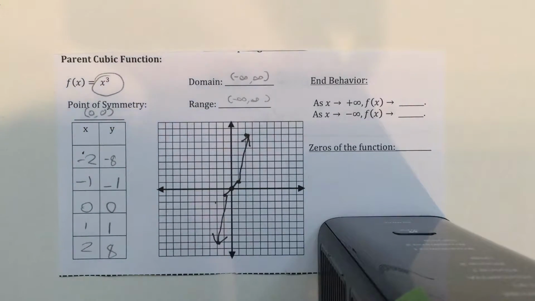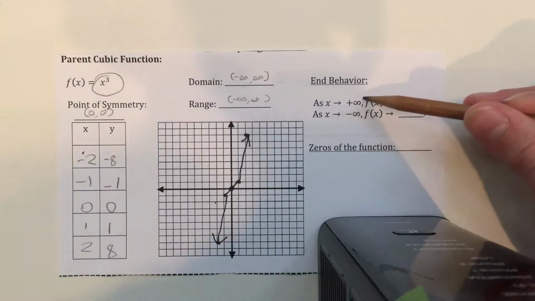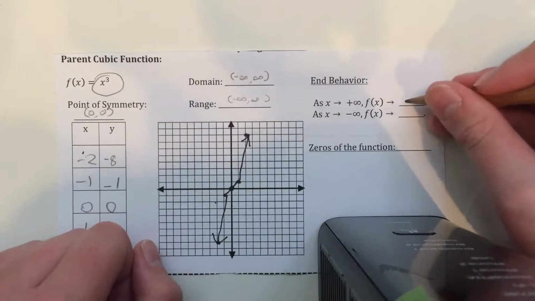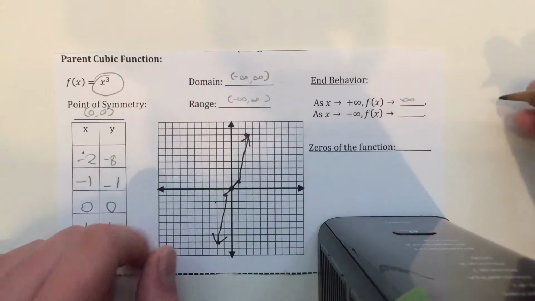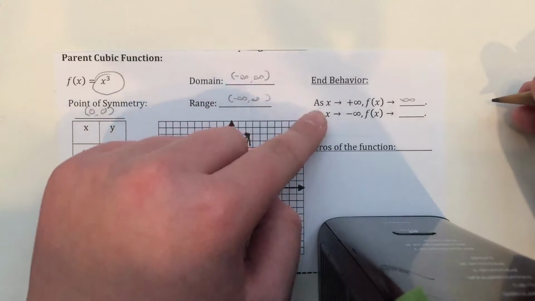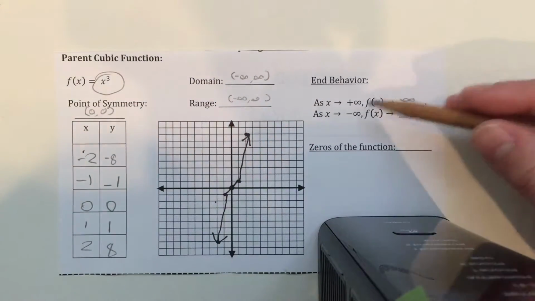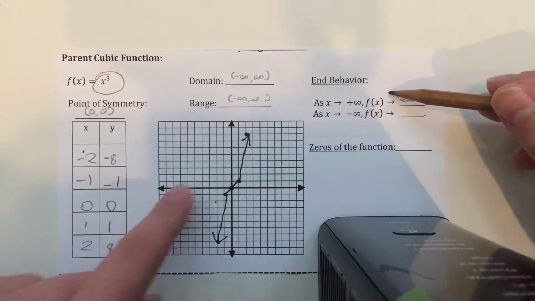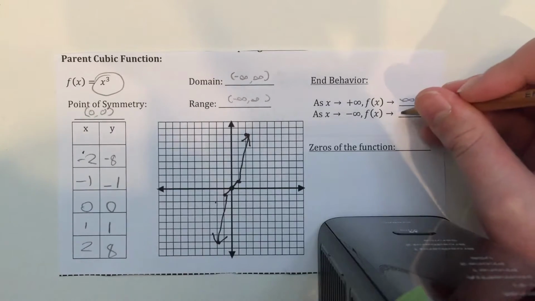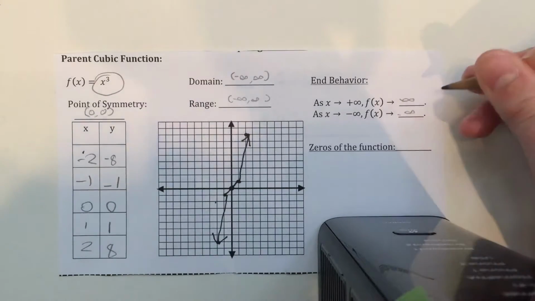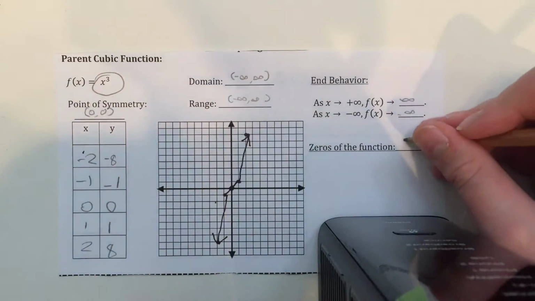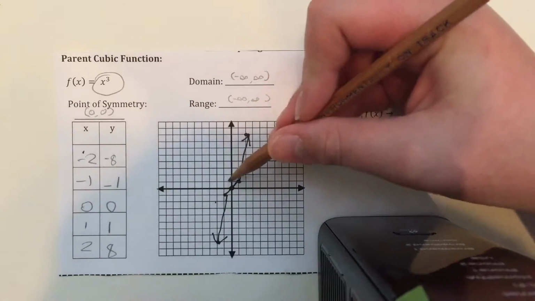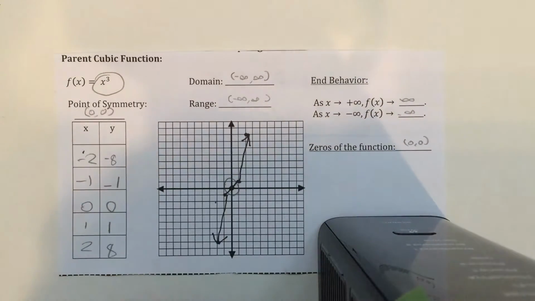Now let's look at the end behavior. As x goes to positive infinity, so that means x is going this way, that means f of x is positive infinity, because it is going on forever positive this way. Now, as x goes to negative infinity, so that means it is going this way, it is going down, and it is going down infinity because of the arrows. And there we go. Now the zero of the function is 0, 0, because the only zero that we have is right here in the middle, which is 0, 0.